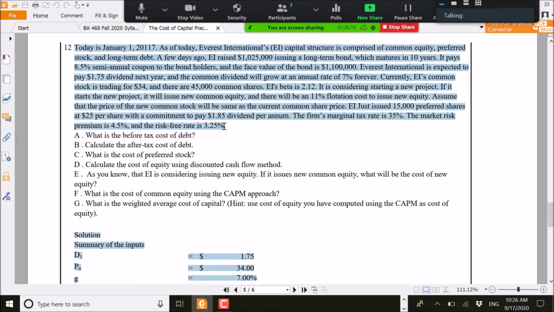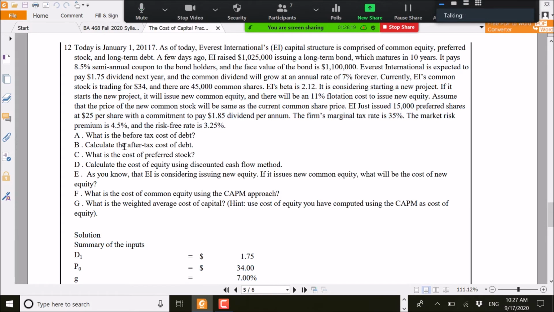Okay. And then I ask you, what is the cost of debt? What is the after tax cost of debt? What is the cost of preferred stock? Calculate cost of equity using the dividend discount model. And then I ask you, if you are considering issuing new equity, what is going to be your cost of equity? If you use the CAPM approach, what is the cost of equity? And put them together, so the weighted average cost of capital.